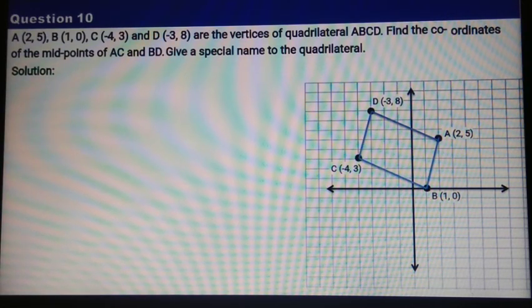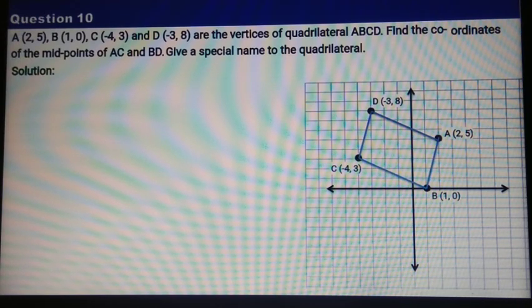Okay, so dear students, let's go to the next question. The question says, A(2, 5), B(1, 0), C(-4, 3), and D(-3, 8) are vertices of quadrilateral ABCD. You need to find the coordinates of the midpoints of AC and BD, and you need to give a special name to the quadrilateral. Basically you need to identify whether this is a rectangle, square, parallelogram, rhombus, or any other kind of quadrilateral.